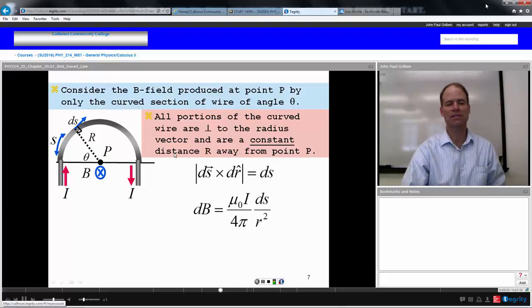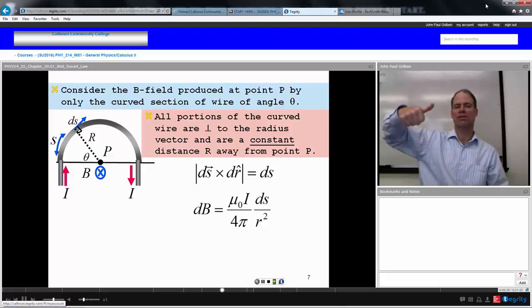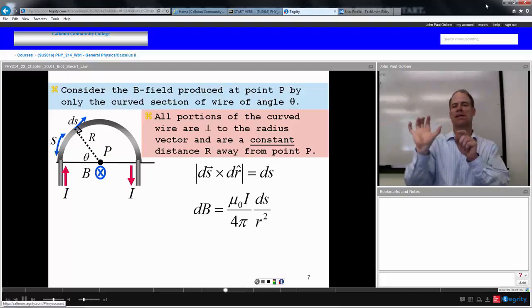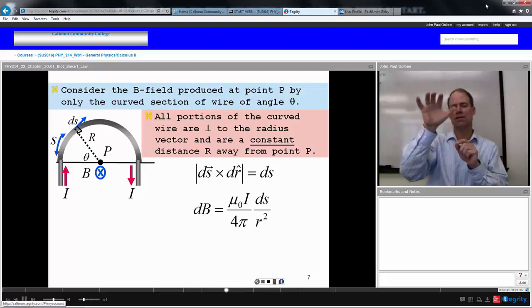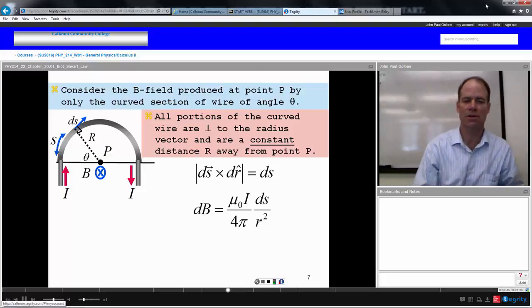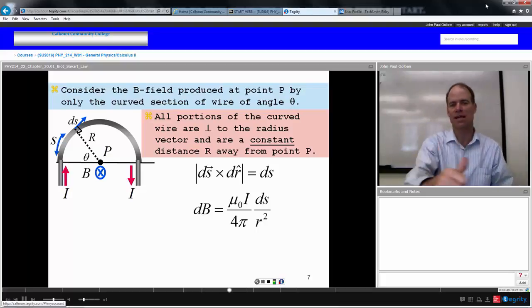The direction of this magnetic field, if I were to use my right-hand rule pointing in the direction of the current, everything to the interior of this curvature is going to be into the page, away from you. Everything to the outside of this curvature would be out of the page, towards you. And point P is on the inside of that curvature, so we're going to have it away from you. You're looking at the tail feathers x as that magnetic field is going into the page.